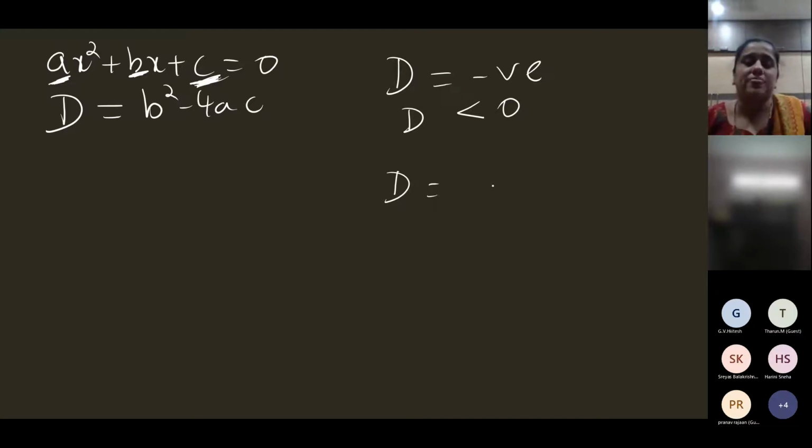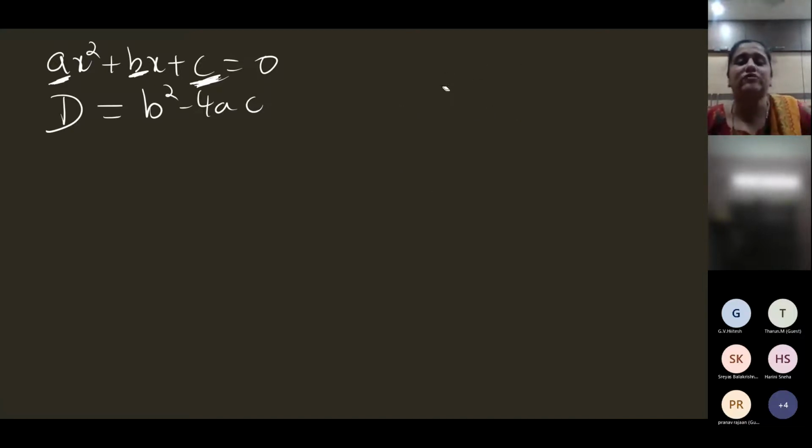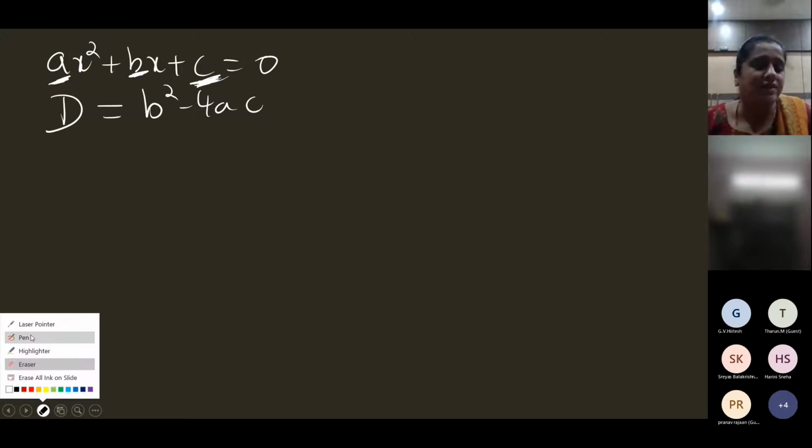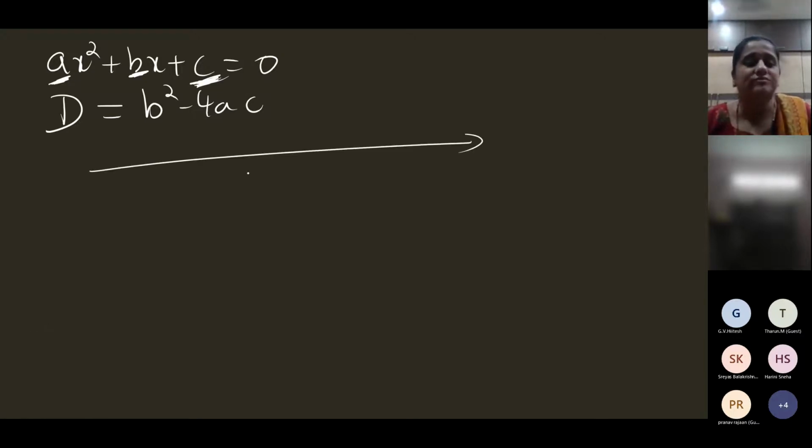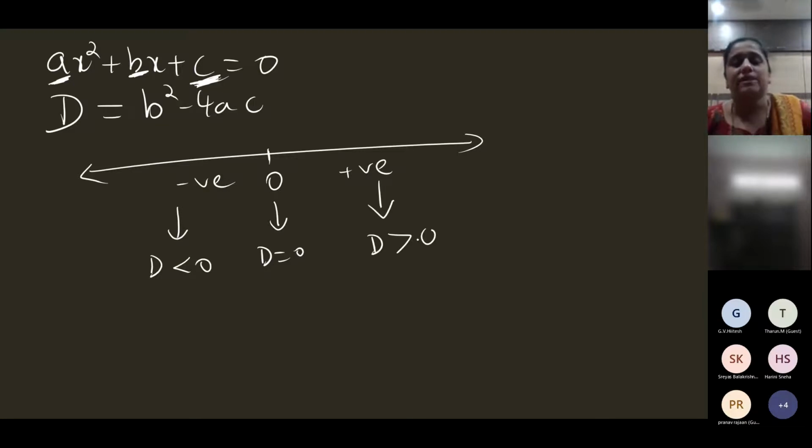See, the three cases are D is negative, D is positive, and D is equal to zero. We're just taking all the cases. We're taking the cases to the left and right of zero, and zero itself. On the number line, we have zero, we have the negative numbers and we have the positive numbers. So these are the only three cases possible. When D is zero, when D is negative, meaning D is less than zero, and when D is greater than zero, that is positive. So we have taken all the cases.